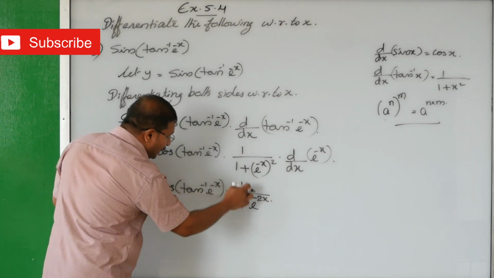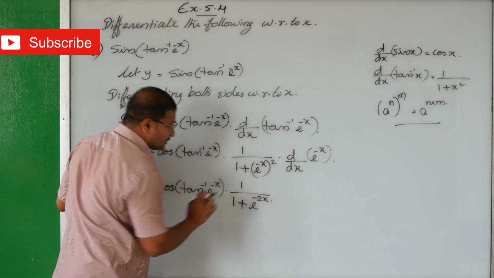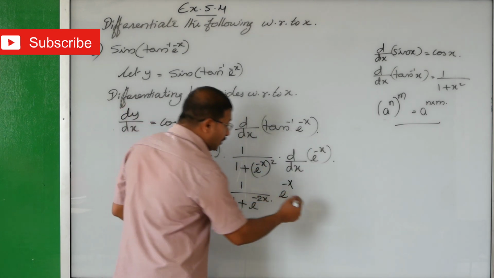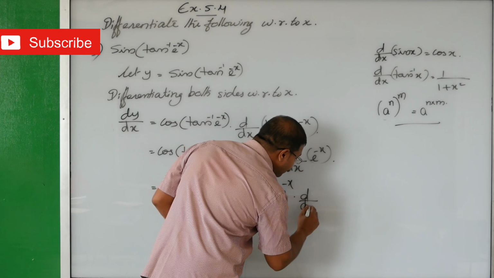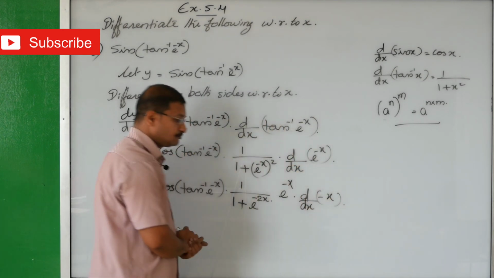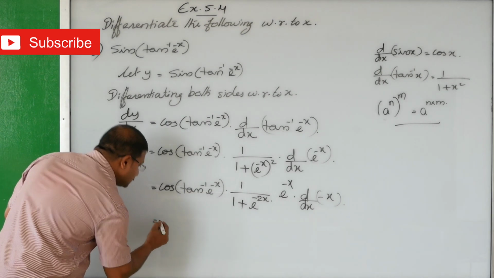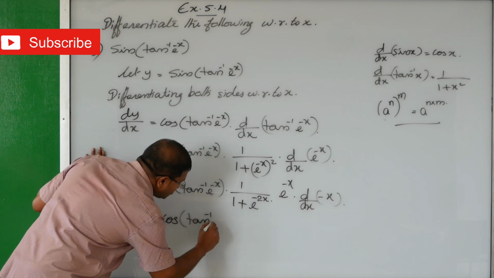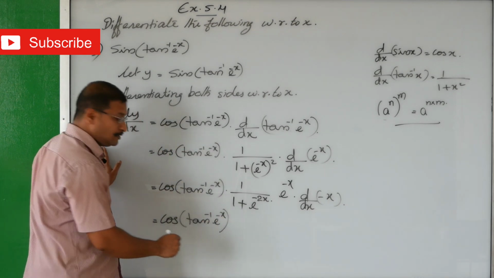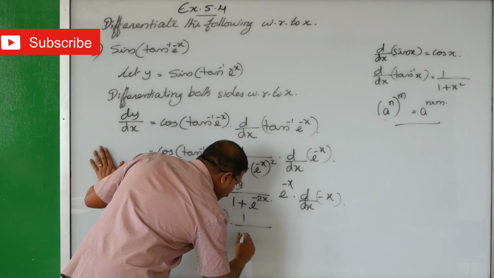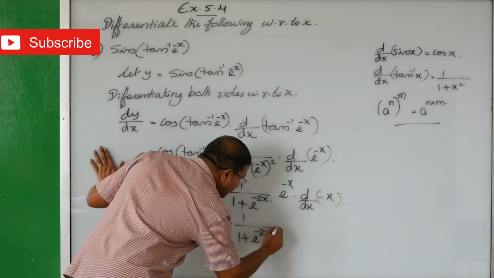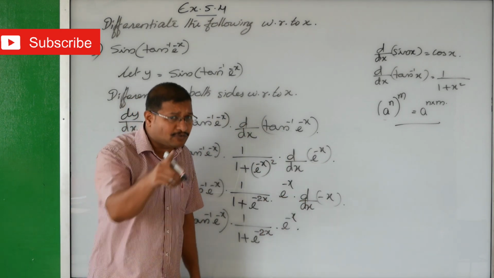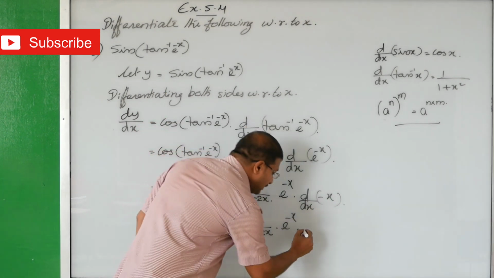That means 1 by 1 plus e raised to minus 2x into e raised to minus x into, now one more, the derivative of minus x we need now. Ready? This equals cos of tan inverse e raised to minus x into 1 by 1 plus e raised to minus 2x into e raised to minus x into derivative of minus x. What will you get? Minus 1. That means minus 1.